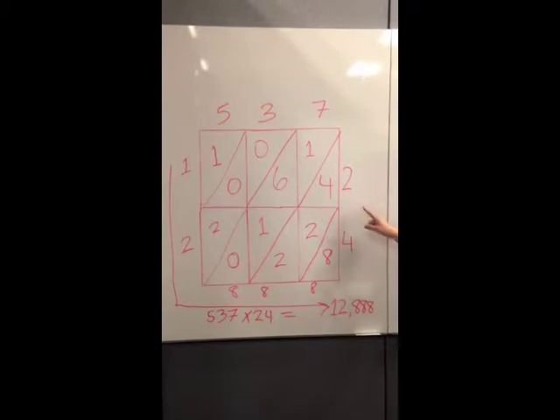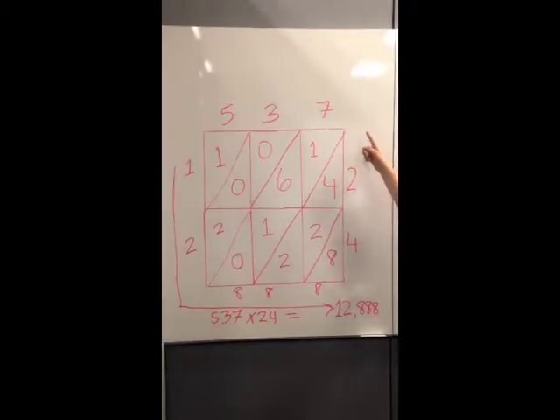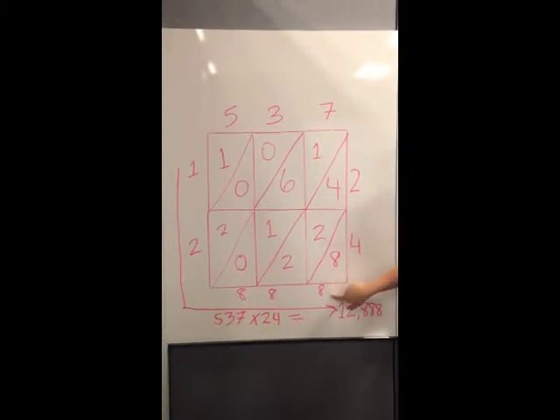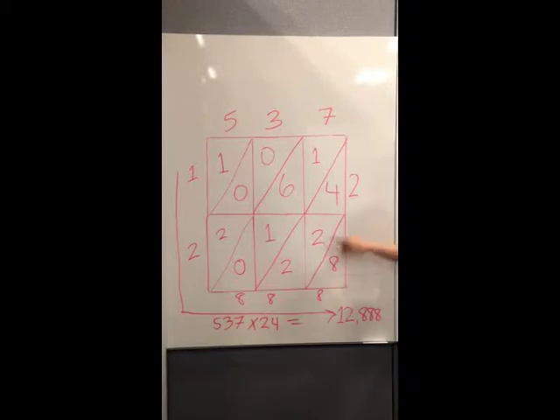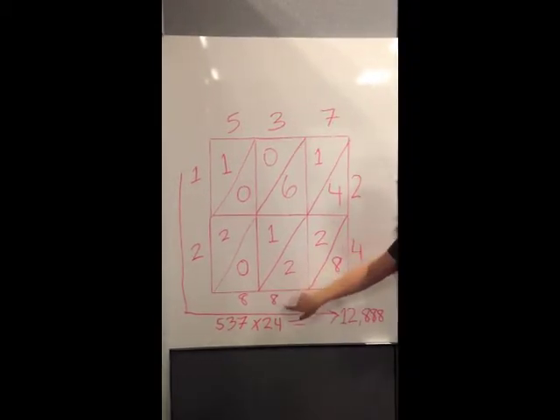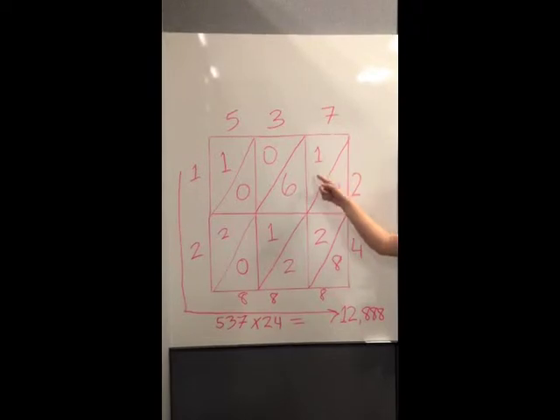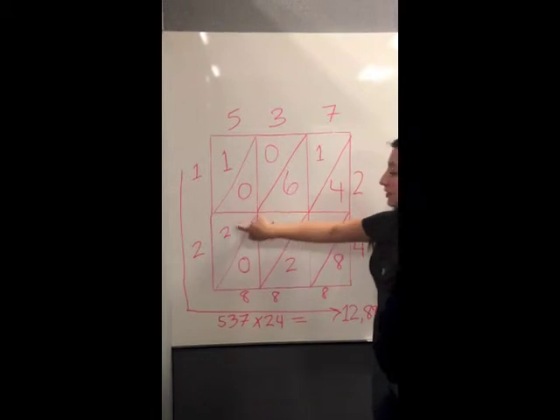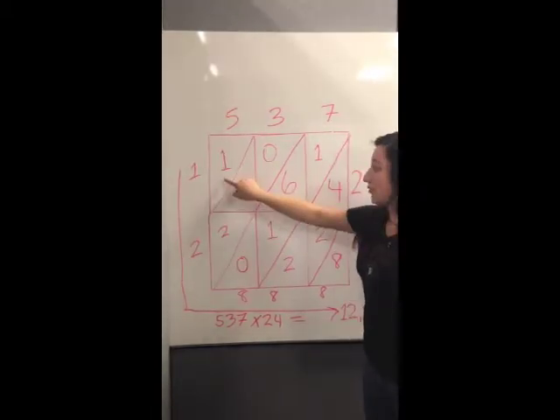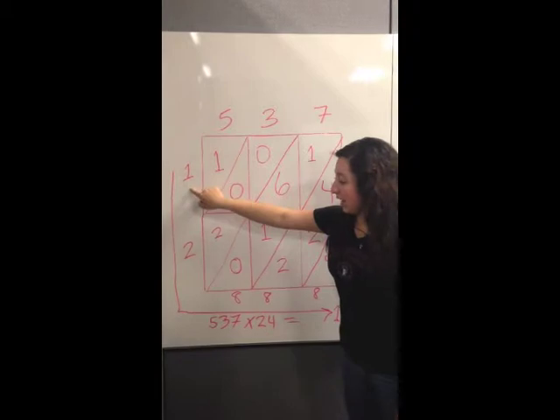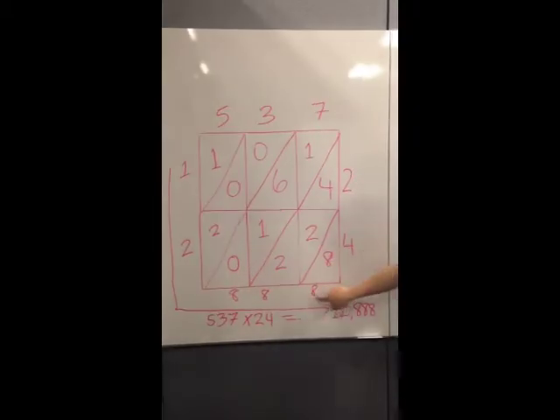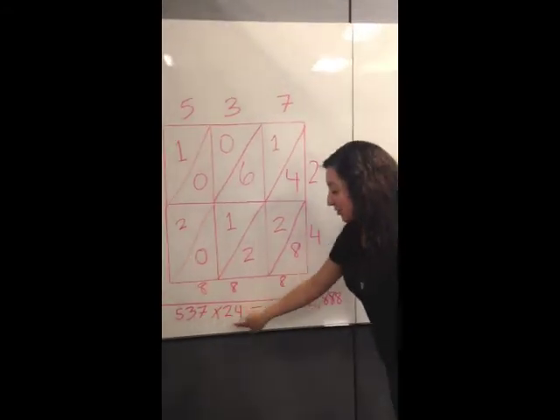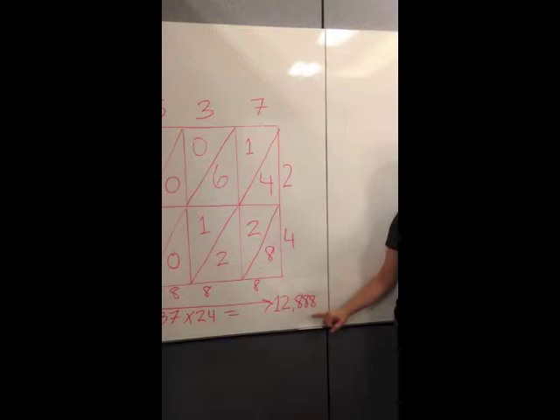Next, what they do is add up the numbers that are in a diagonal. So they first do 8, which 8 plus 0 is 8. Then they do 4 plus 2 equals 8. Next is 1 plus 6 plus 1 plus 0, which equals 8. 0 plus 0 plus 2, which equals 2. And 1, which equals 1. From there, they get an answer that is 12,888. 537 times 24 equals 12,888.